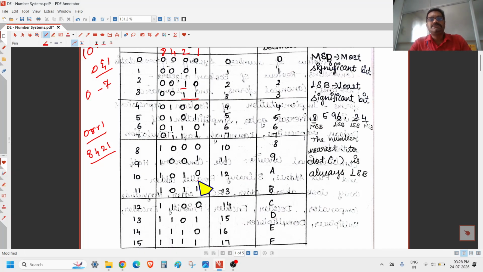Next, for the octal numbers, we have only 0 to 7.